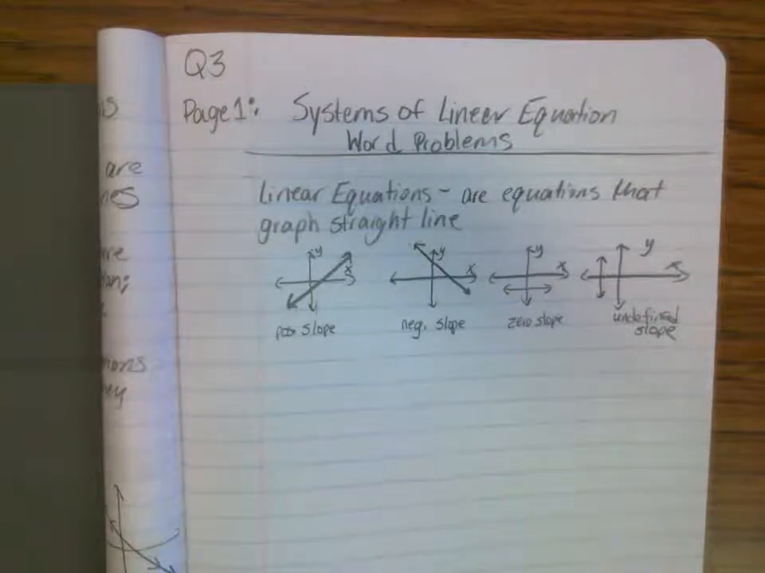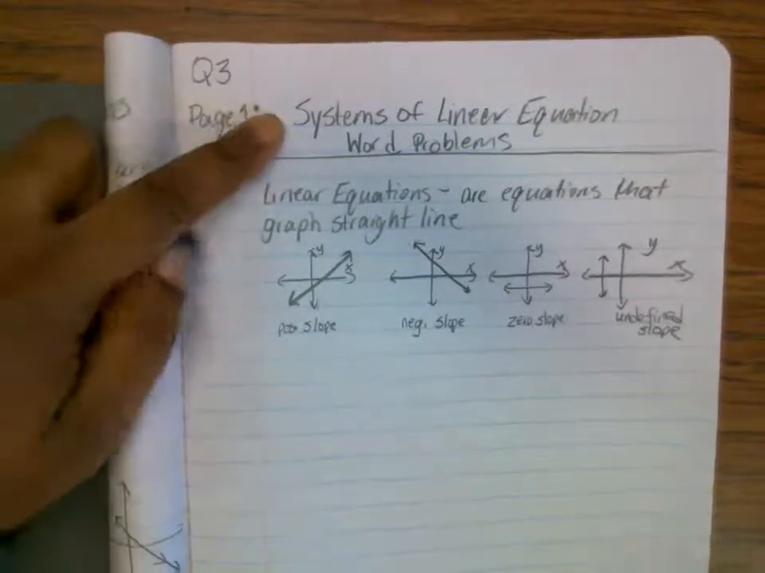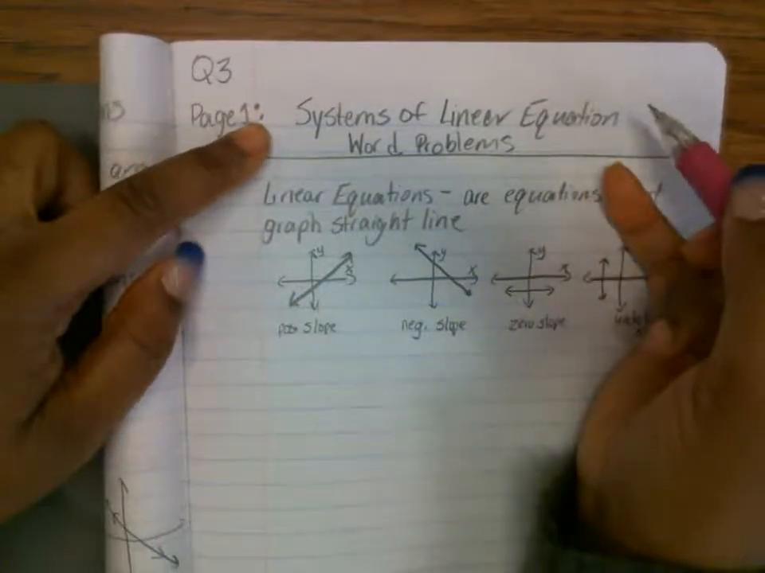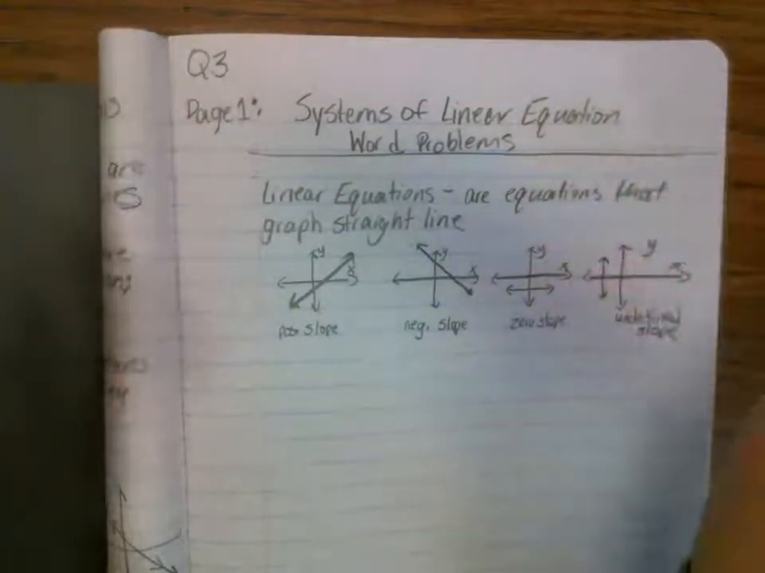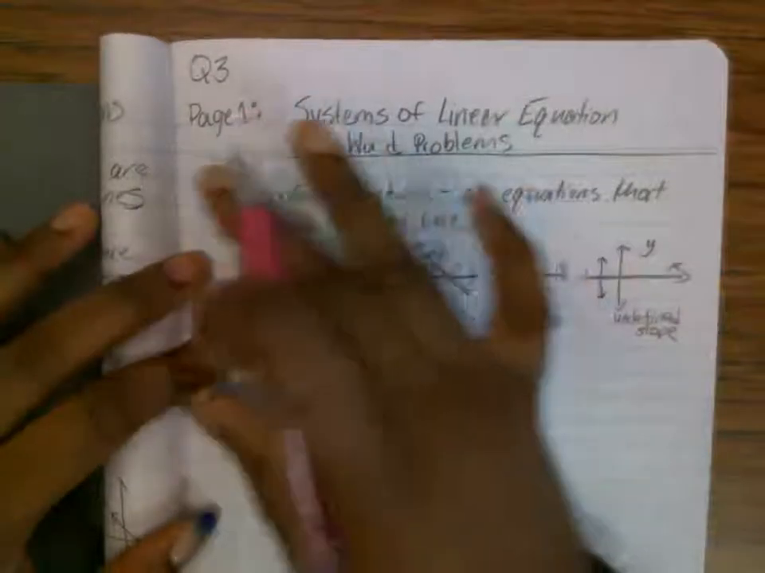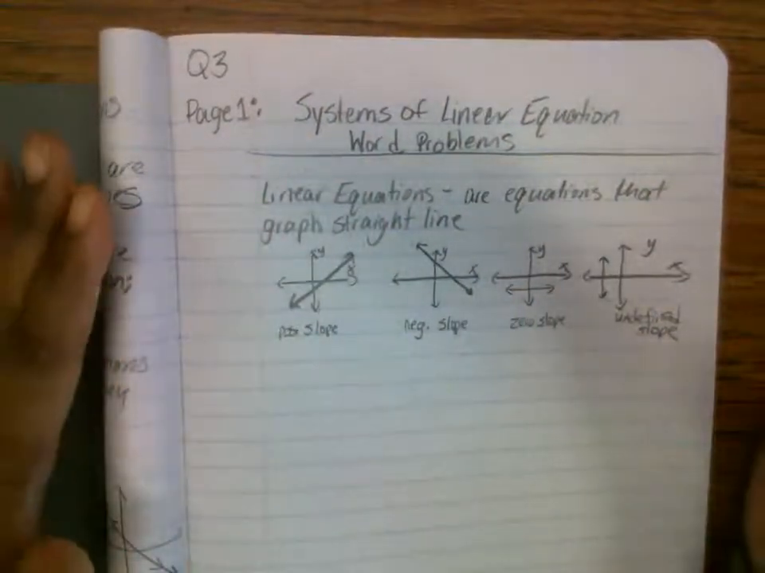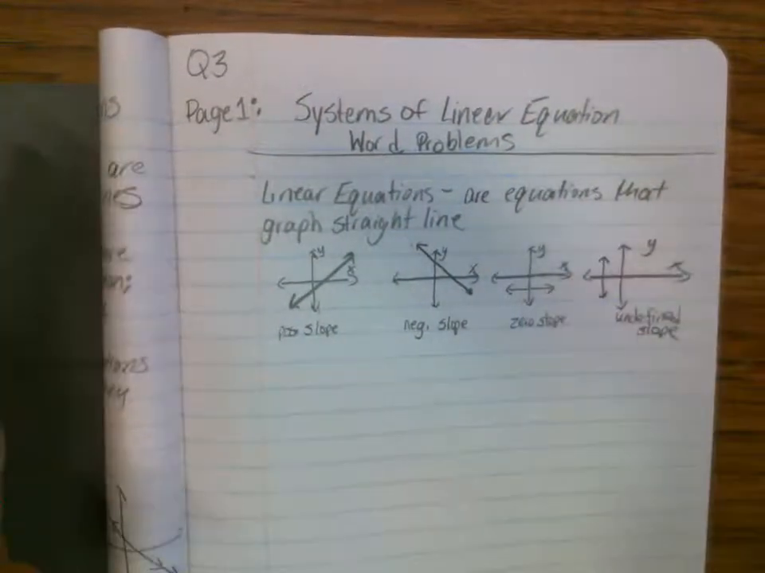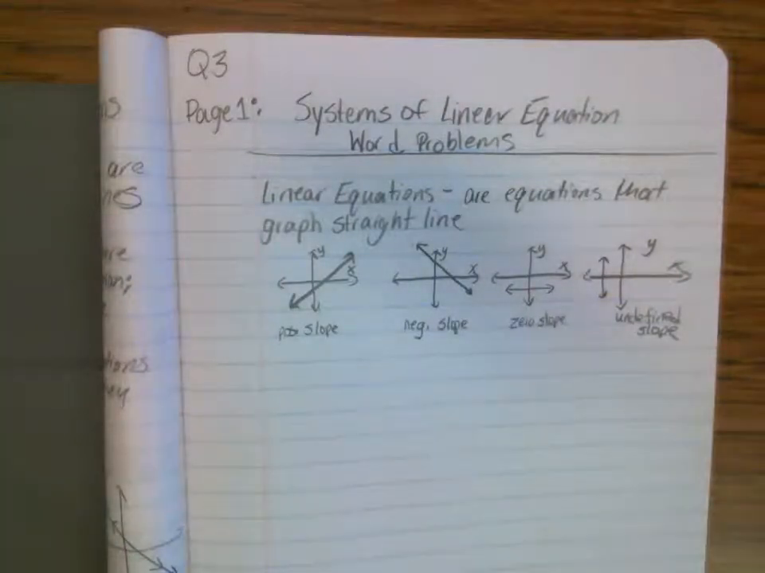All right. The next thing that you need to understand, and we've kind of talked about this already, is what is a system of linear equations? You know what a linear equation is, which are equations that graph straight lines, but what's a system of that? Well, a system is more than one of anything. A bus system is more than one bus. A school system is more than one school. A body system has more than one body part. So a system of linear equations is more than one linear equation.